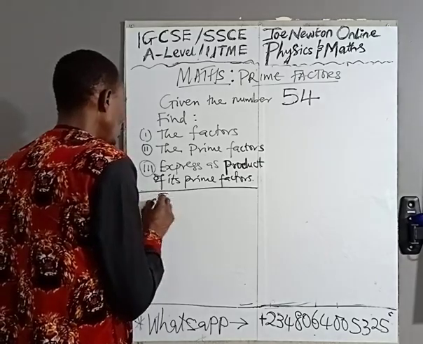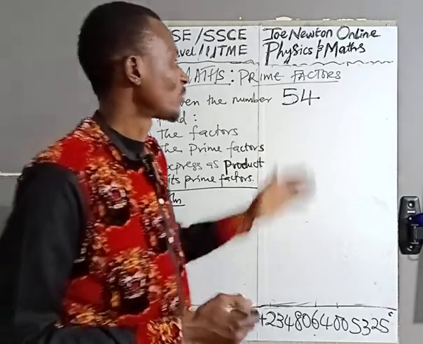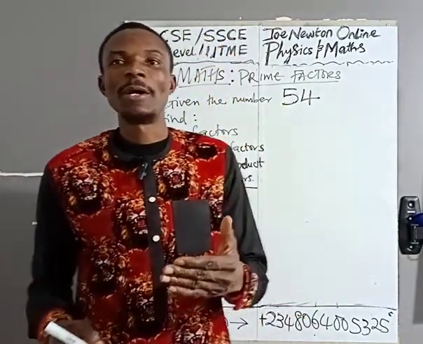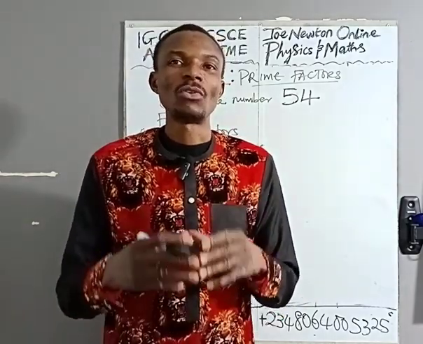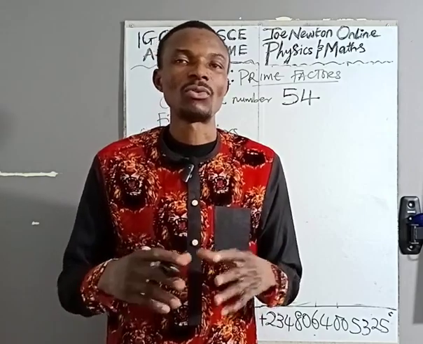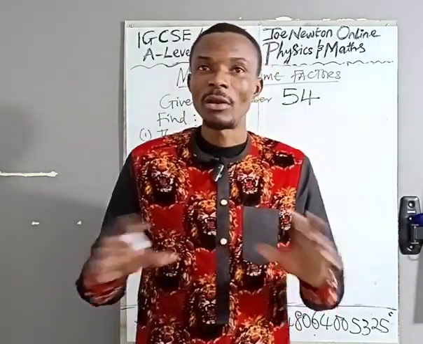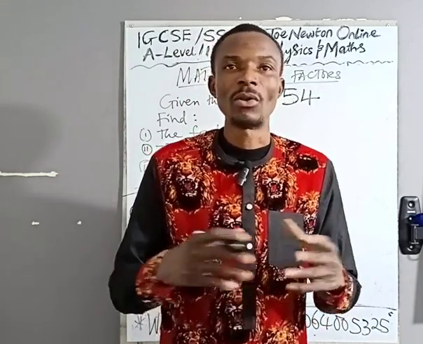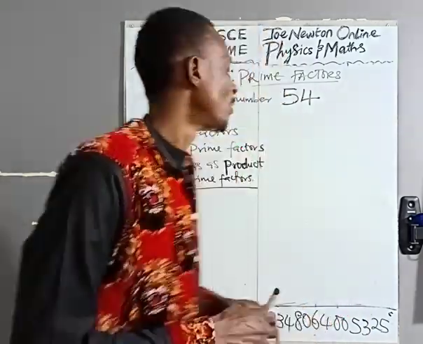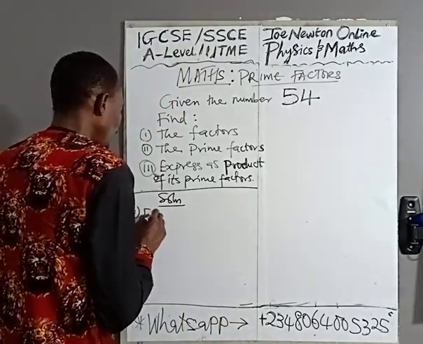Then the solution for (i). First, factors of it. What are factors of a number? The factors of a number are those numbers that can divide that number without remainder. These are the factors of a number. Remember, 1 is a factor of every integer. That's every whole number, because 1 can divide every number, including itself. Okay, so we talk about factors of 54 now.